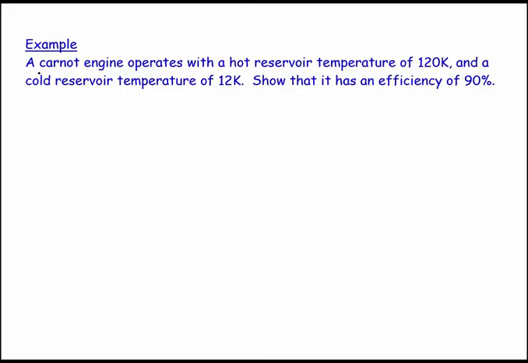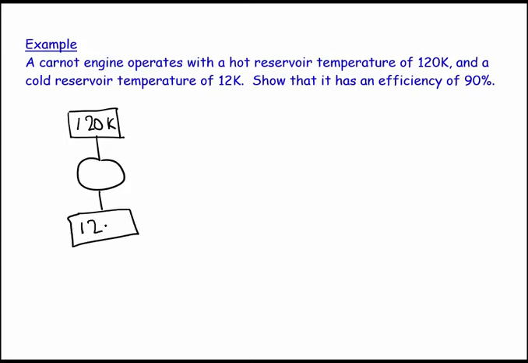Welcome. So this question says a Carnot engine operates with a hot reservoir at 120 Kelvin and a cold reservoir at 12 Kelvin. Show that it has an efficiency of 90%. So we're envisaging a system where this is at 120 K. And then we have our engine, and our cold sink is only at 12 K. And we have work done. And this is Q hot, and this is Q cold, going downwards like that.